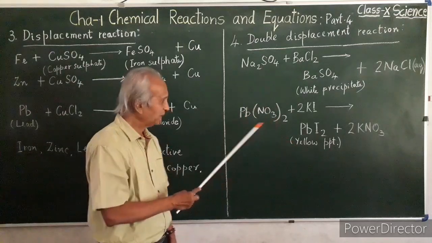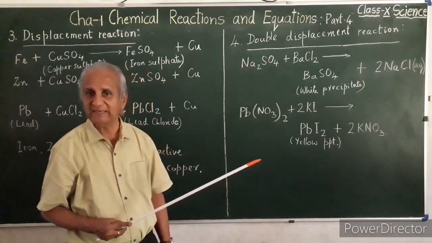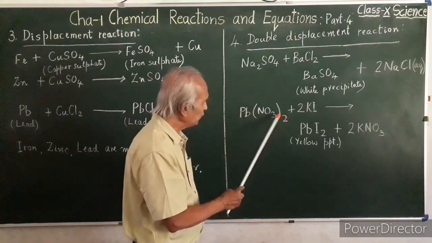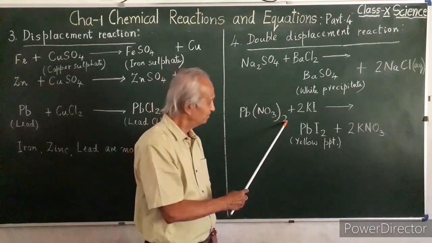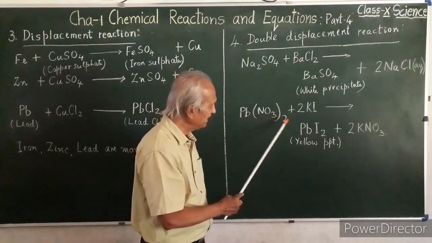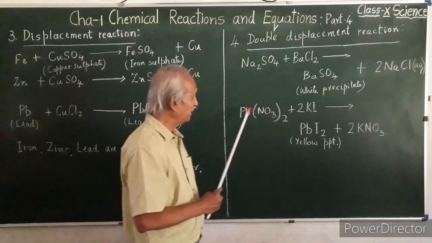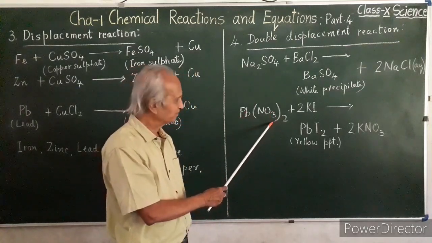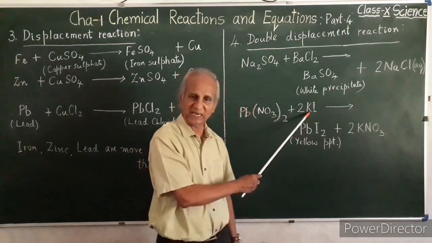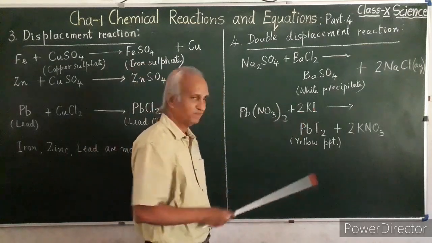Pb(NO3) twice. That means in this molecule of lead nitrate, you have one atom of Pb, two atoms of nitrogen. These two encompass both these nitrogen, and O3 into 2 is 6 atoms of oxygen. Together it becomes lead nitrate. Now here you add potassium iodide. K stands for potassium, I stands for iodide. KI.